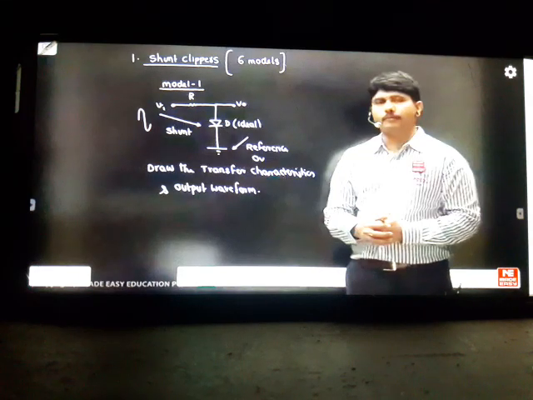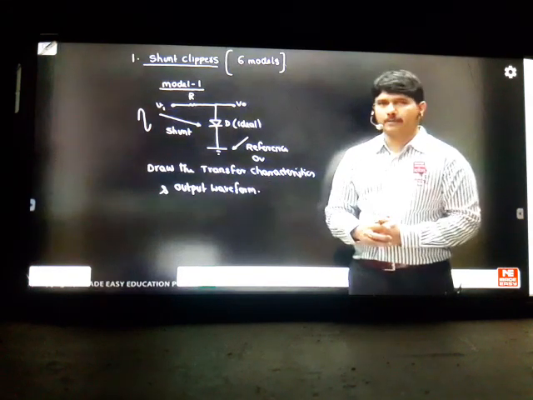Not only that, sometimes in the options they'll use some output waveforms also. At that time we have to show how the waveform will come at the output. That is our job today.